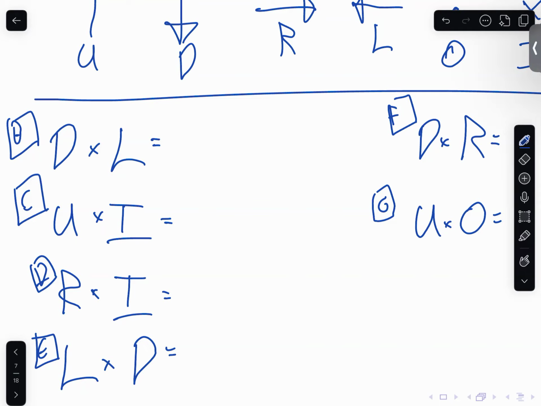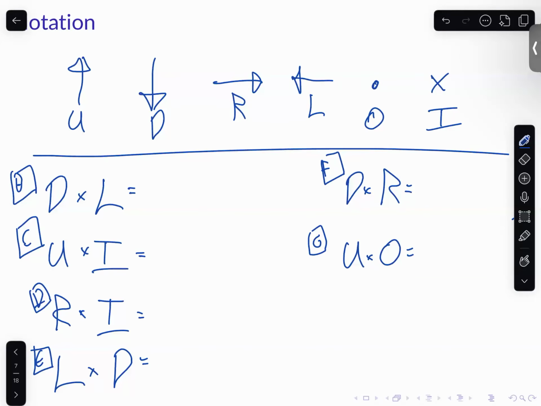What is that? Out, in. But those aren't questions. Here are the questions. Oh, the symbol. Yeah. Well, I mean, that's important too.